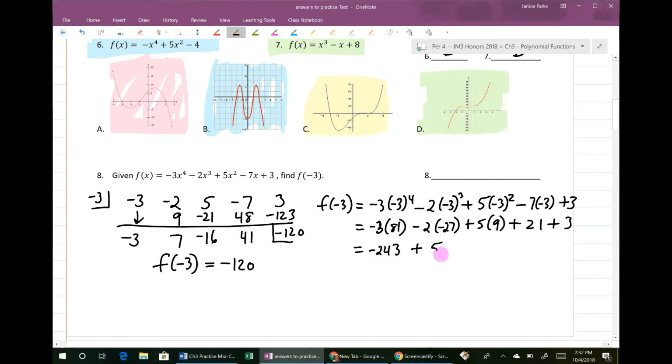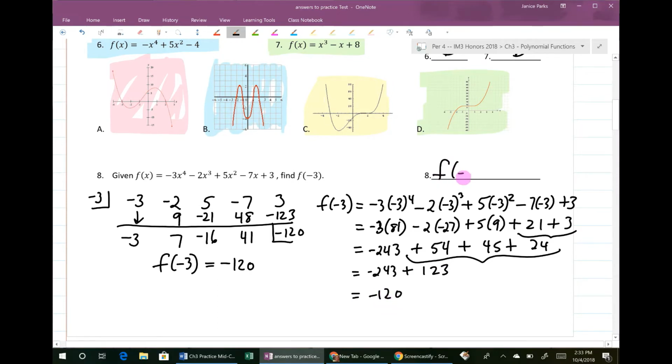-243, plus 54, plus 45. We add those together, plus 24. These are all positive. They add up to +120. So that gives me -120. So same answer. f of -3 is equal to -120.